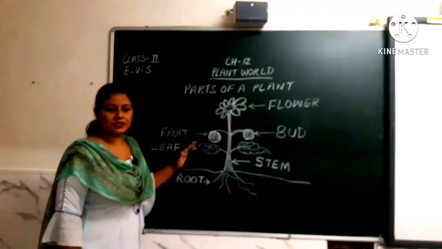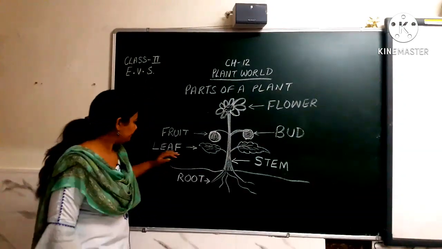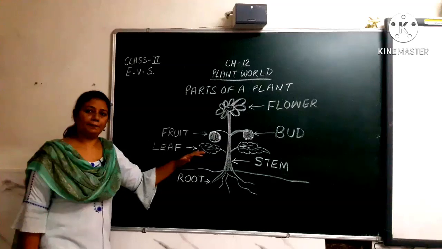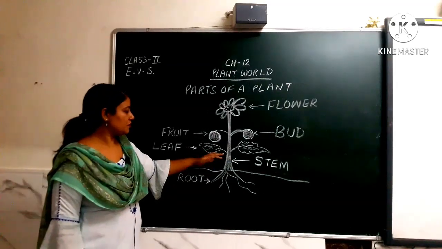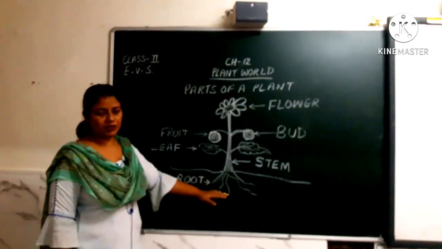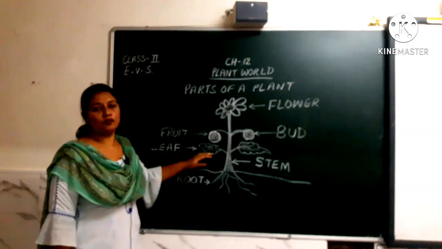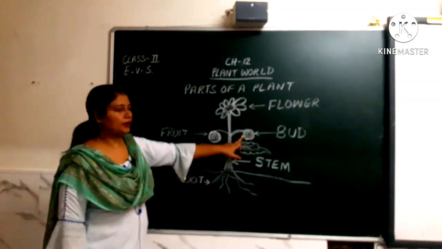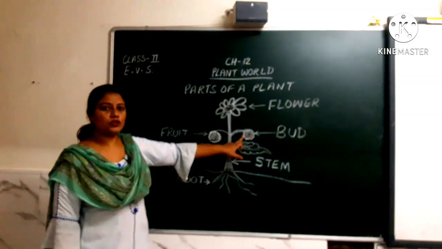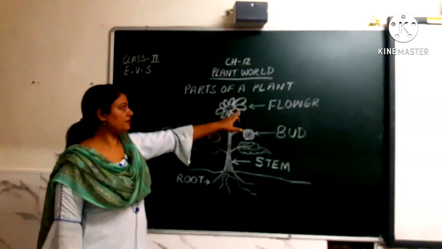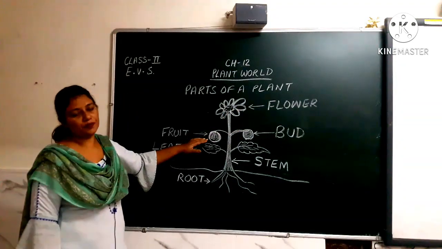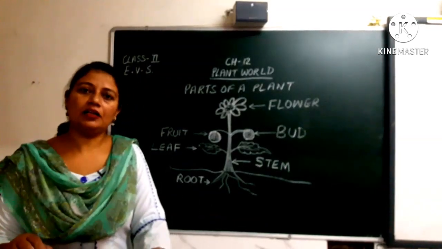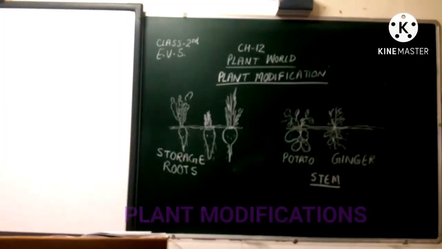Now next is the leaves. Leaf makes food for the plant. The root absorbs water and minerals, and the leaf makes food for the plant. This is the bud. The bud grows into flower, and flower grows into fruit, and the fruit bears the seed, and from that seed a new plant grows.